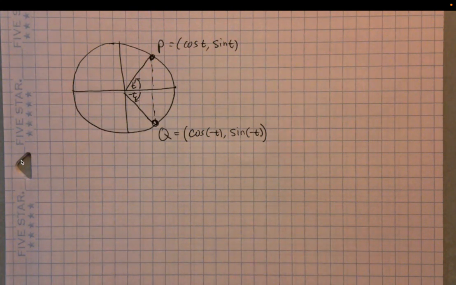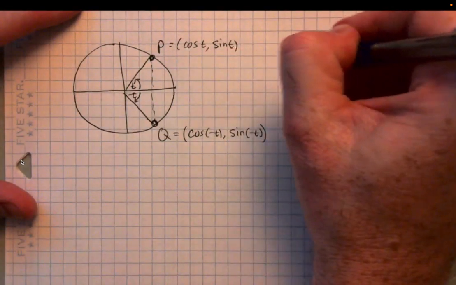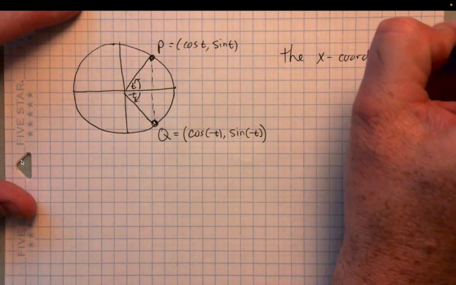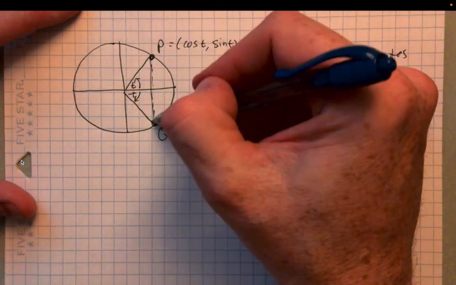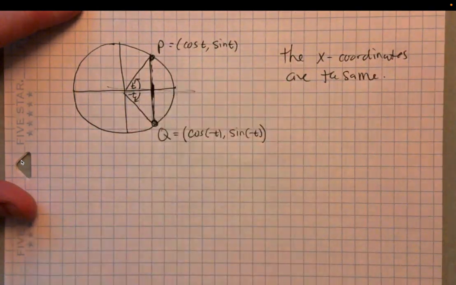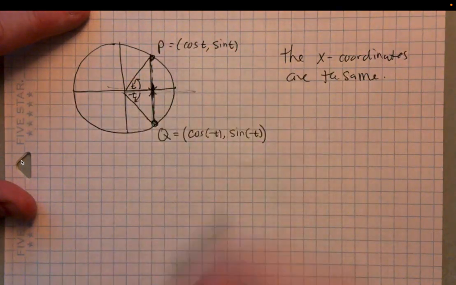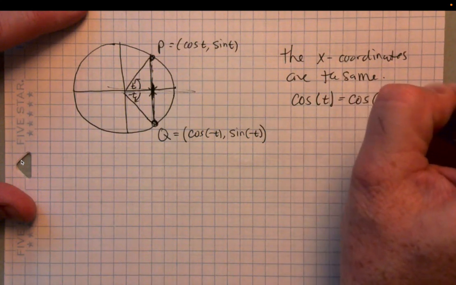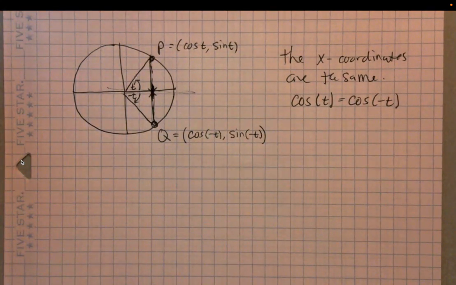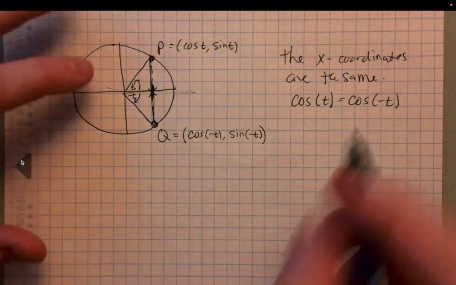Okay, so based on this drawing, we can see that the x coordinates of P and Q are the same, right? Because this is the x-axis, and you can see that it cuts through the x-axis at the same value. So that means that cos t is equal to cos of negative t. What does it mean for a function evaluated at negative t to be equal to the same function evaluated at t? It means that it's even. So cosine is an even function.